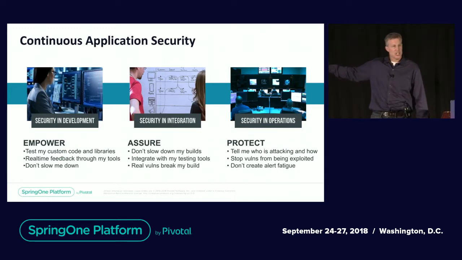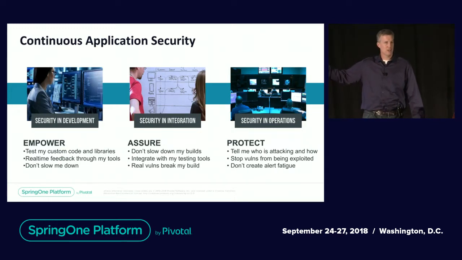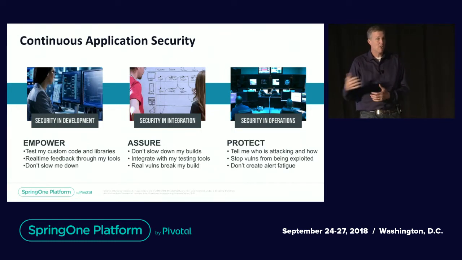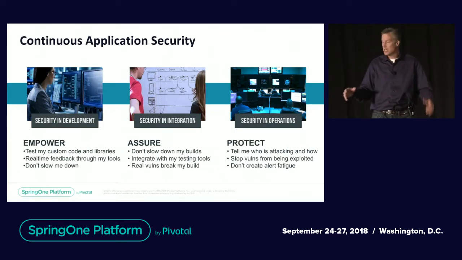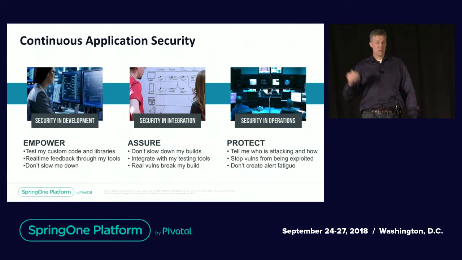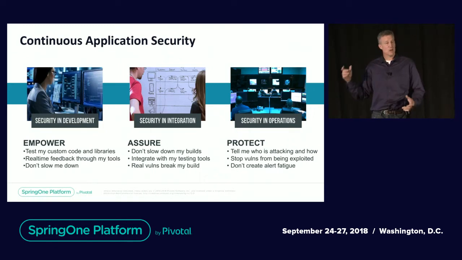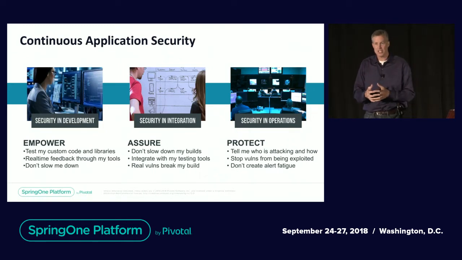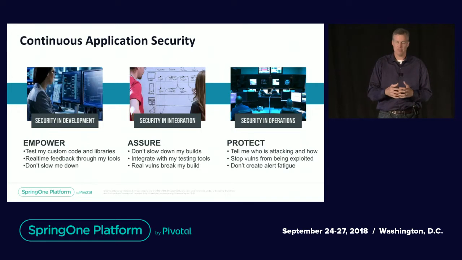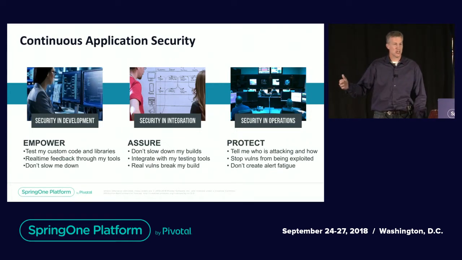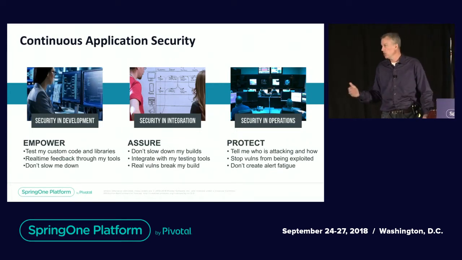And then in production, I don't want security to just stop when the code goes to production. I want security in my production environment. There, I want to know who's attacking me, how they're attacking me. I want that threat intelligence. I want to stop those vulnerabilities from being exploited. So it's not enough to just know about them. I want to actually stop them. And I also want to avoid that alert fatigue. So again, accuracy is critical. I don't want to overflow the SOC with nonsense attacks. So if we do these 3 things, we've got a good head start towards achieving that continuous security culture.